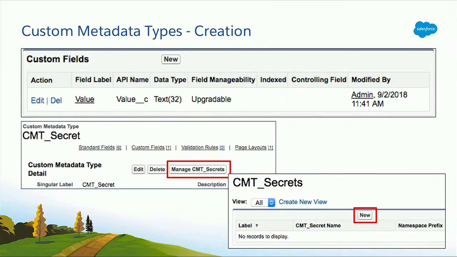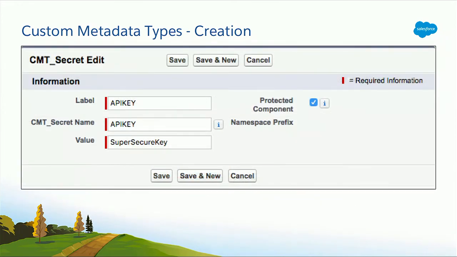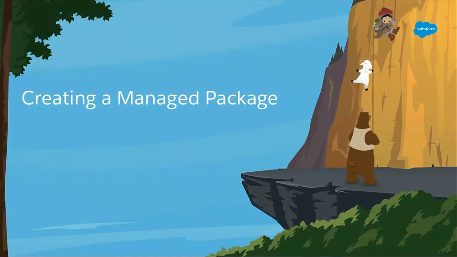We're going to add some records. From the custom metadata type detail screen here, we're going to click the Manage button, and then we're going to click New. And we're going to add something. Here I have API key, super secret key again. All right. So let's create a managed package now and hide some secrets inside it.